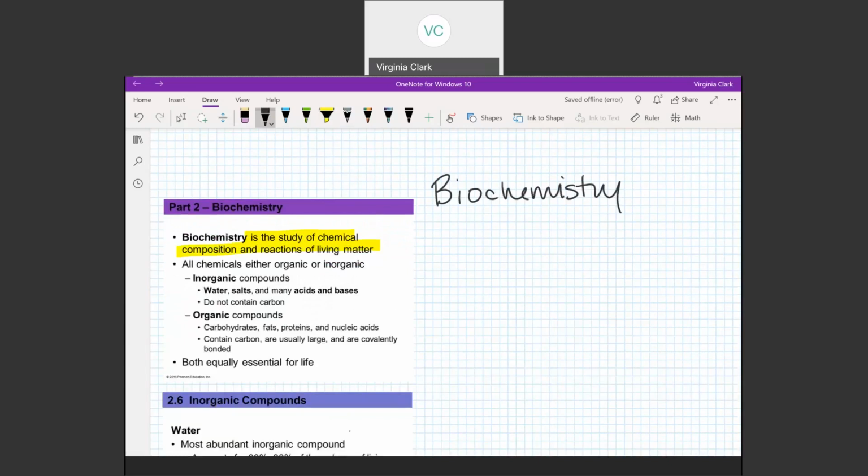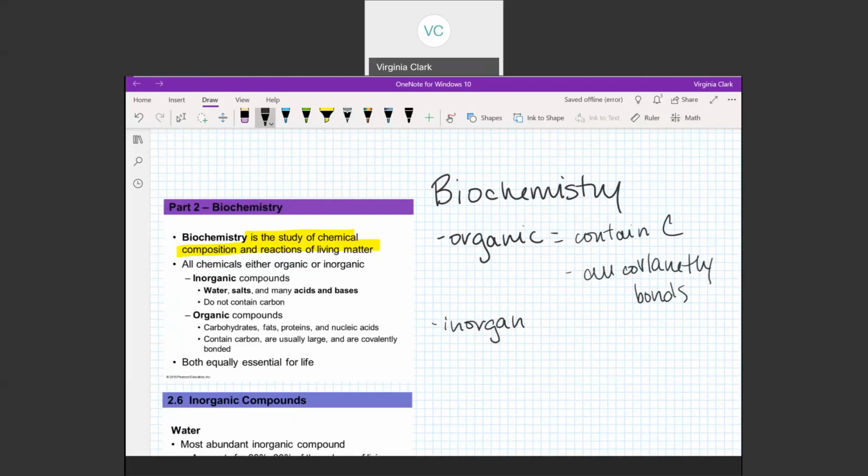So what we're going to be focusing on is things that are considered organic compounds in biochemistry, and organic compounds are going to contain carbon. So some sort of carbon molecule, and they're all covalently bonded. Whereas when we're talking about inorganic, which we'll talk a lot about, these compounds do not contain carbon. And so while there are going to be bonds, they are not always going to be covalently bonded. This is typically going to be water, salts, and acids and bases.